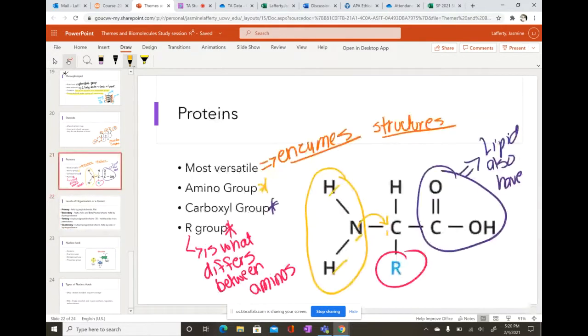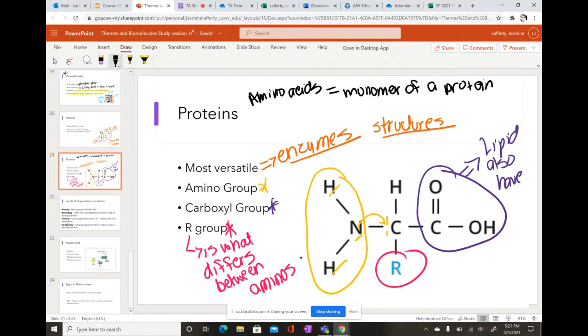I should also say that these are amino acids. An amino acid is a monomer of a protein. It is the smallest unit. This would be an amino acid. Okay? So this whole thing would be an amino acid.